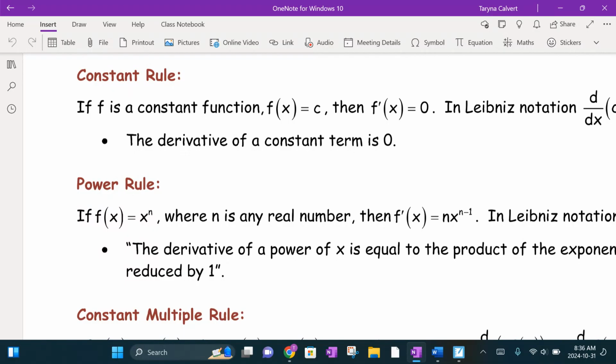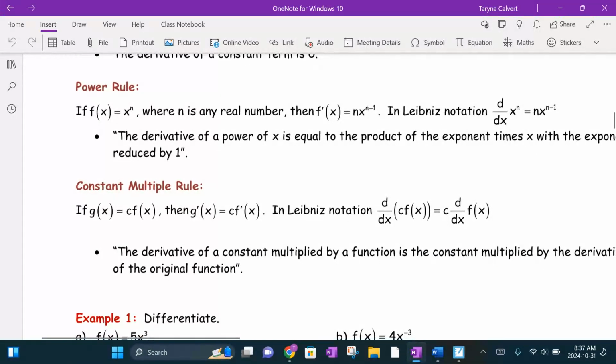Because again, look at an example. So this would be an example. F of x equals 4. If I take the derivative, what's the derivative or the slope of y equals 4? 0, right? Because y equals 4 is a horizontal line, right? Our derivative function is our slope function. So the derivative of a constant is always going to be 0. So that's what this first one is saying, okay?